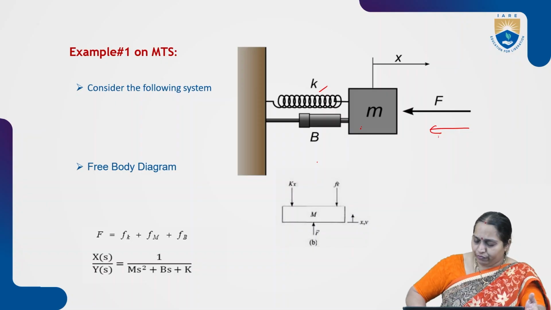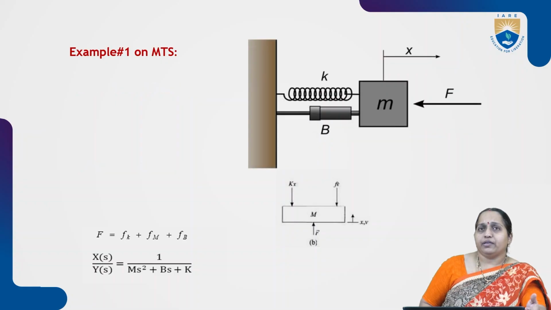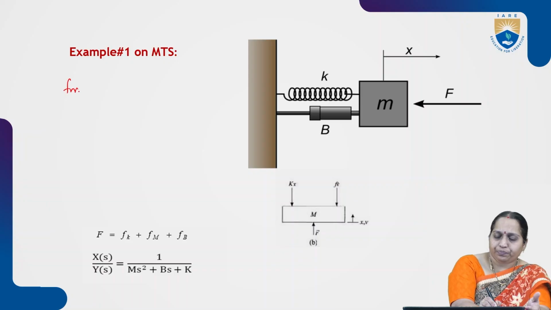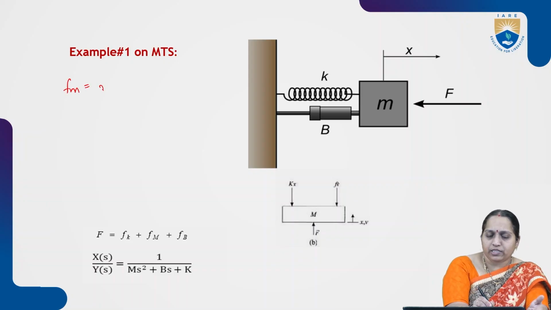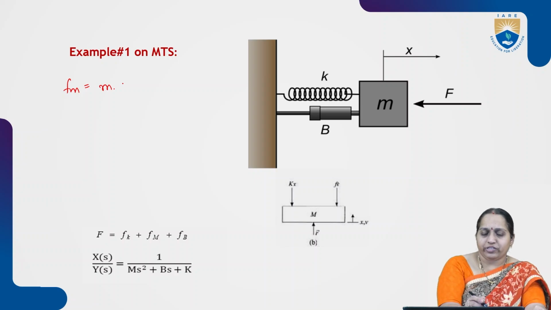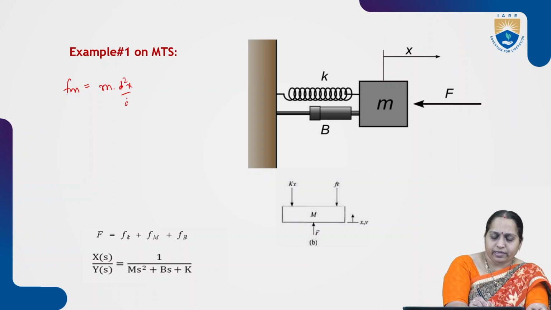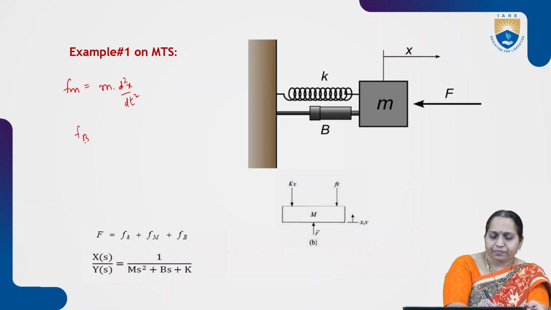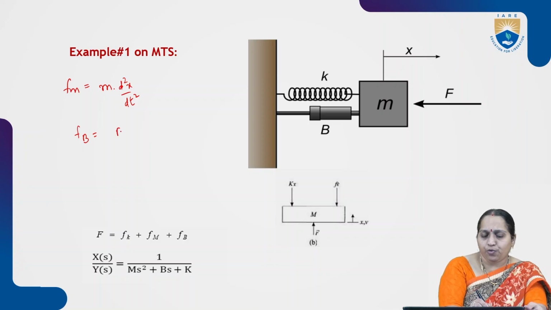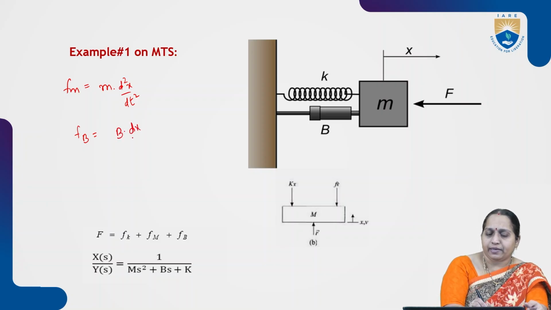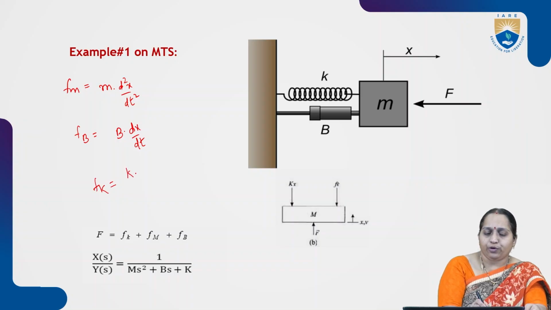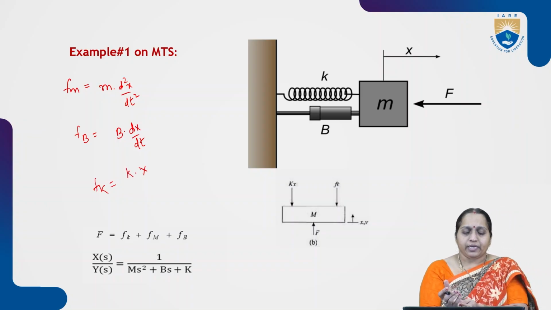So how do we write the force for Fm? Fm is equal to mass into acceleration. Acceleration is d square x by dt square. Similarly for the dashpot, FB equal to B into V, that is dx by dt. Similarly for the spring, Fk equal to K into X.